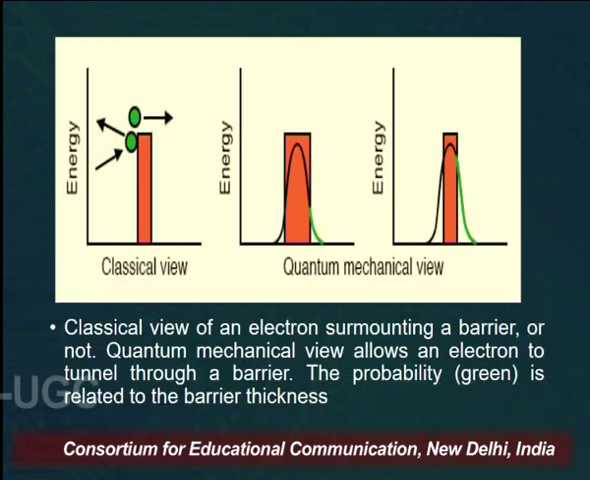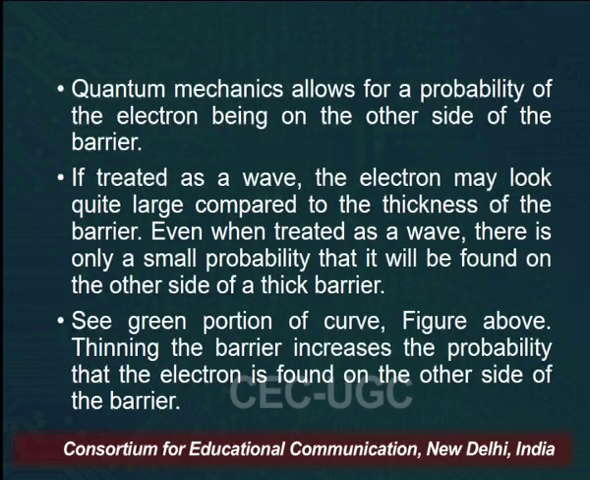On the right hand side there is a quantum mechanical view, and through the green curve you can see that there is a probability to cross the barrier, which depends upon the thickness of the barrier. You can see how the electrons are tunneling from the left hand side to the right hand side as the barrier thickness is less. Quantum mechanics allows for a probability of the electron being on both sides of the barrier.